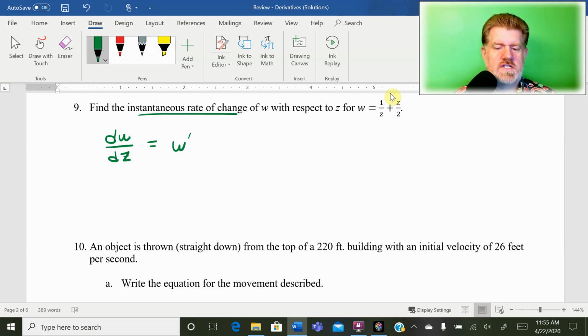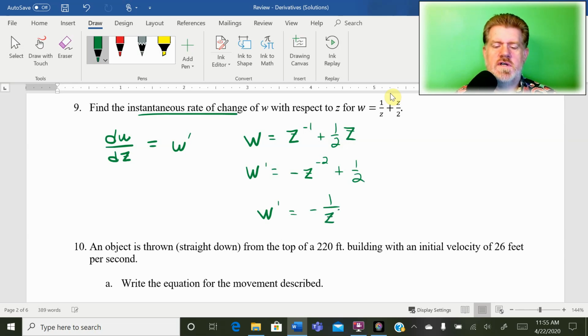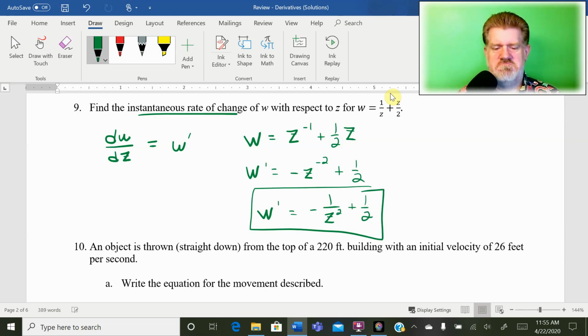All right, so let's do this. Let me change w itself. I'm going to make that z to the negative 1 and 1/2 is z. Just easier for me to visualize it. So the derivative would be negative z to the negative 2 plus 1/2. That's it. Maybe one little thing to make it a little different looking would be to put it back over z squared. There you go. Just like that. Nothing too crazy. Just taking the derivative.